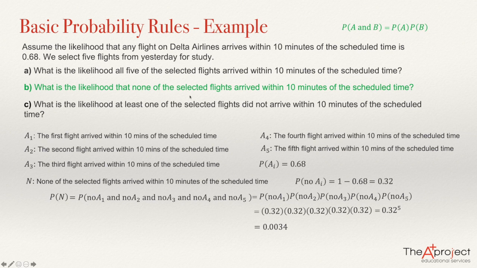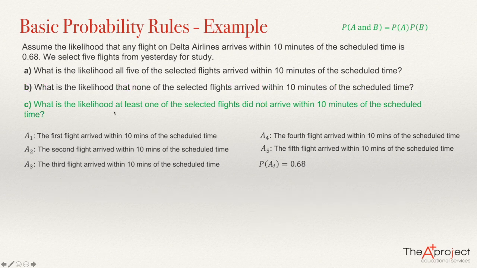And now the last question. What is the probability that at least one of the selected flights did not arrive within 10 minutes of the scheduled time? So let's solve this question. The question is related to this event: at least one did not arrive on time. But you see that when I say at least one did not arrive, it actually means the same as saying not all of them arrive on time. So actually we're going to find the probability of no A.